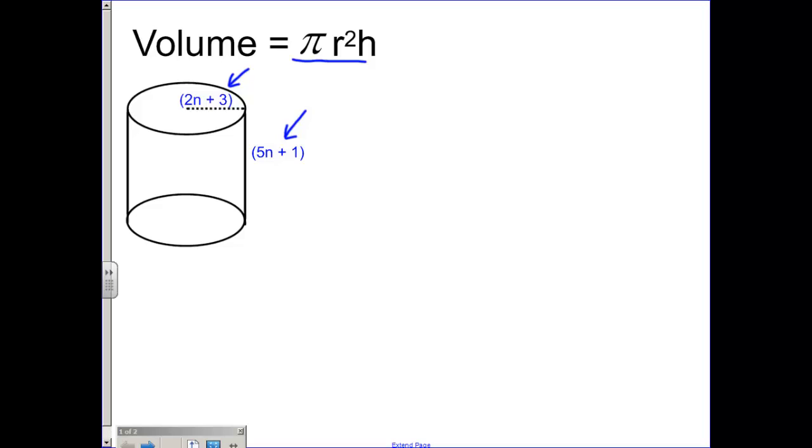So what I'm going to do is focus on this part of the calculation. I'm going to do my r, which is going to be 2n plus 3, and I'm going to square that. If we follow our special patterns for multiplying a binomial that's squared, we'll see that we get 4n squared plus 2 times 3 is 6 times 2 is 12n plus 3 times 3 is 9.